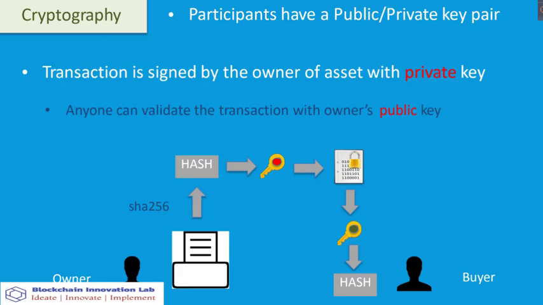So anyone can validate the transaction with the owner's public key. I think it's like an email address. You just say that you have your friend's email address, and you can send out an email to your friend. The terminology remains the same here.